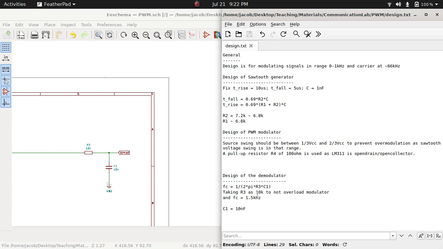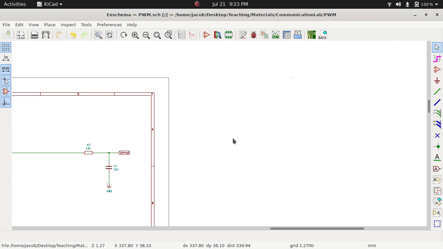I have earlier said that the design parameter is to have modulating signals in the range of 0 to 1 kilohertz. So I am going to keep a cutoff frequency of 1.5 kilohertz for this filter. Applying FC and R3 to this equation, I can find out C1, and I find C1 to be 10 nanofarad. So I fix 10 nanofarad here and 10K here. So all the passives are now designed.